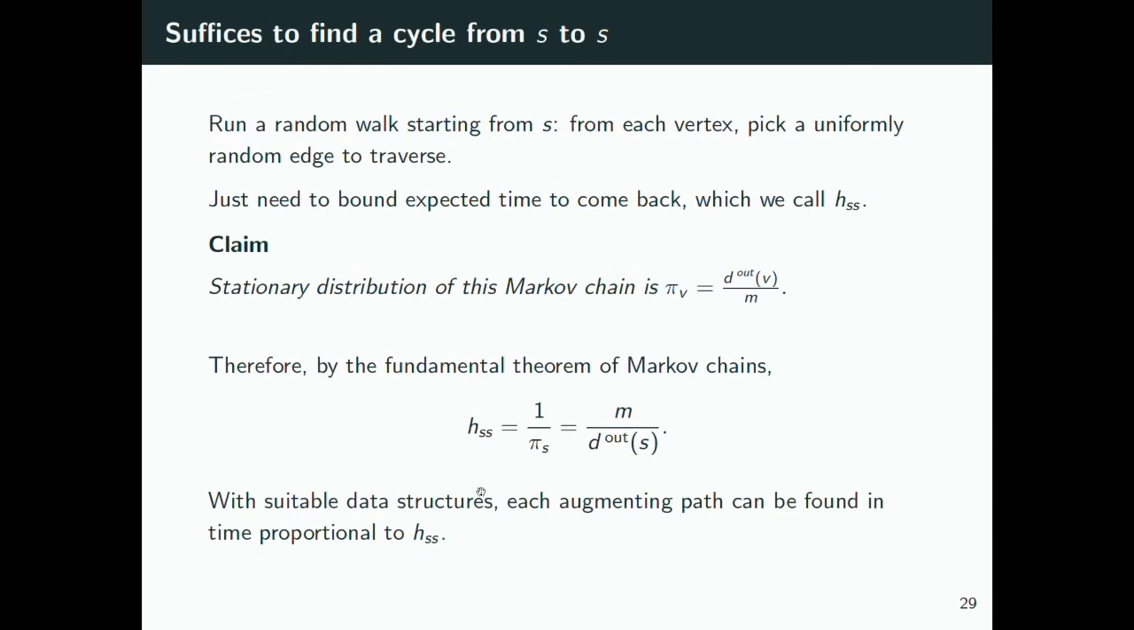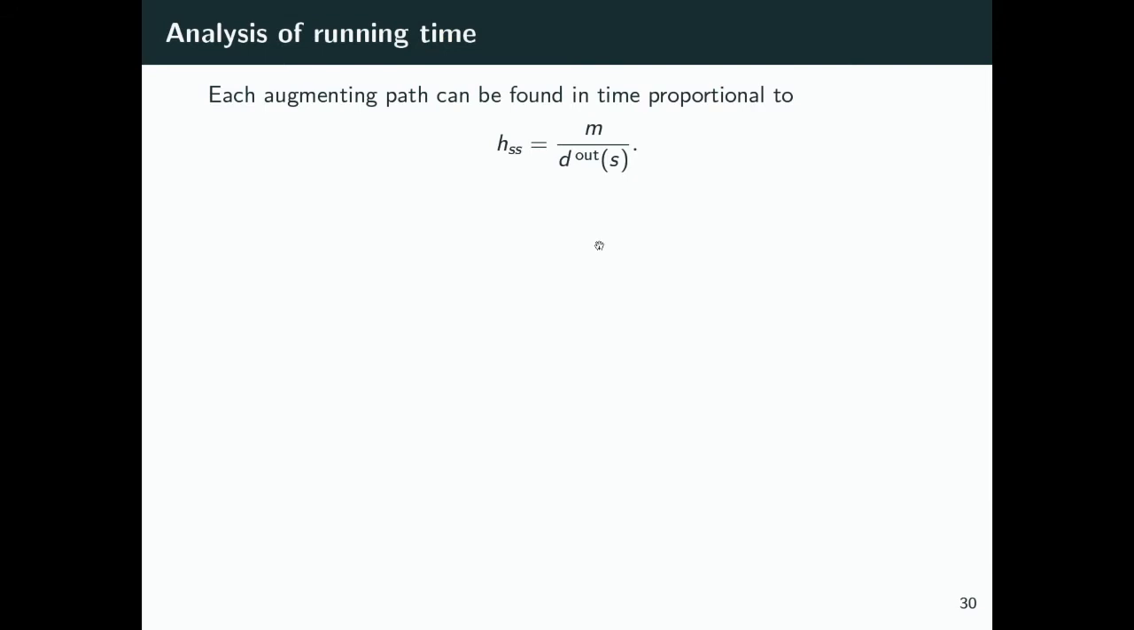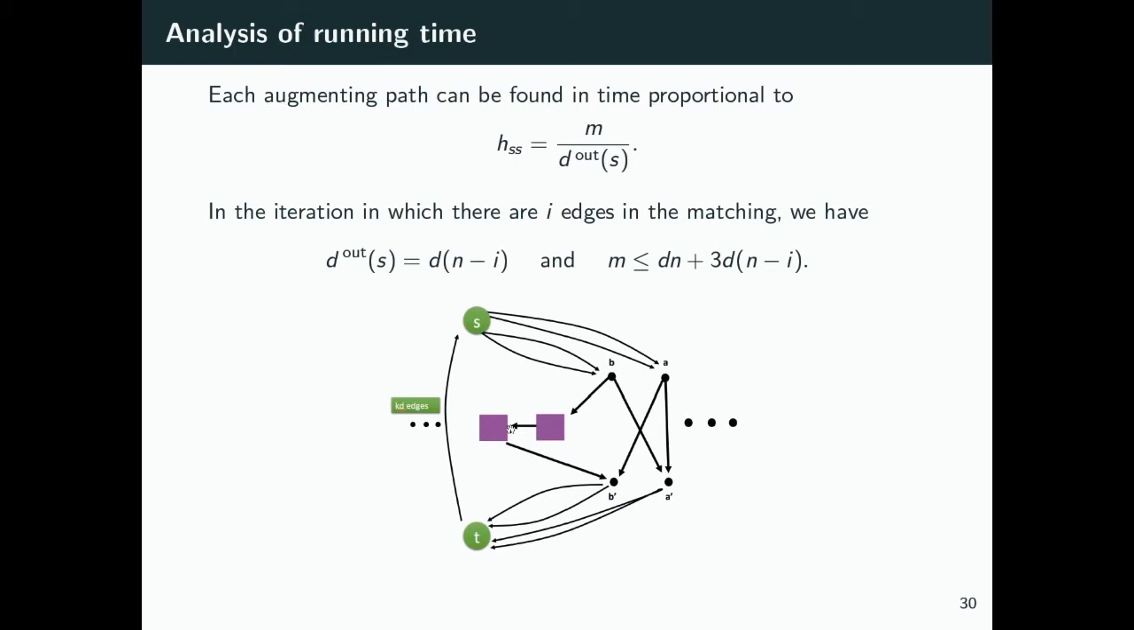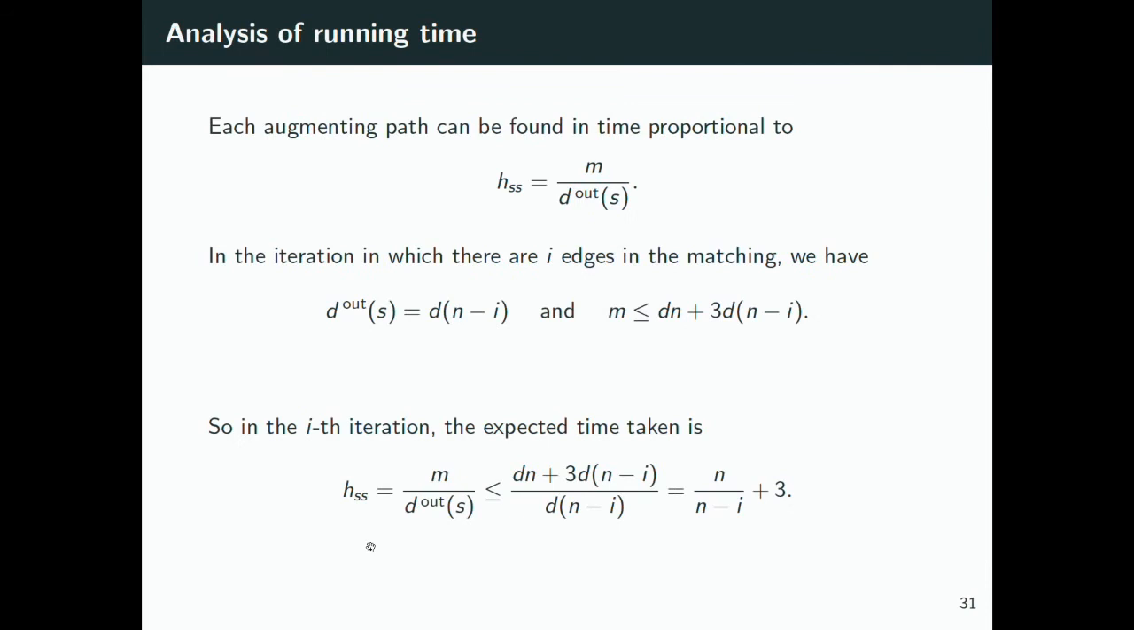And with suitable data structures, you can actually find this augmenting path within that time. So now we just need to put this all together to figure out what the running time of the algorithm is. So we just said that each augmenting path can be found in time proportional to this return time from S to itself. In an iteration where we have I edges in the matching, so here I is 2, the outdegree of node S is D times N minus I, and the total number of edges in the graph is at most DN for the original graph, plus D times N minus I out of S and into T and from T to S. Okay? So this enables us to do a quick calculation and argue that the return time from S to itself is basically at most N over N minus I plus 3.